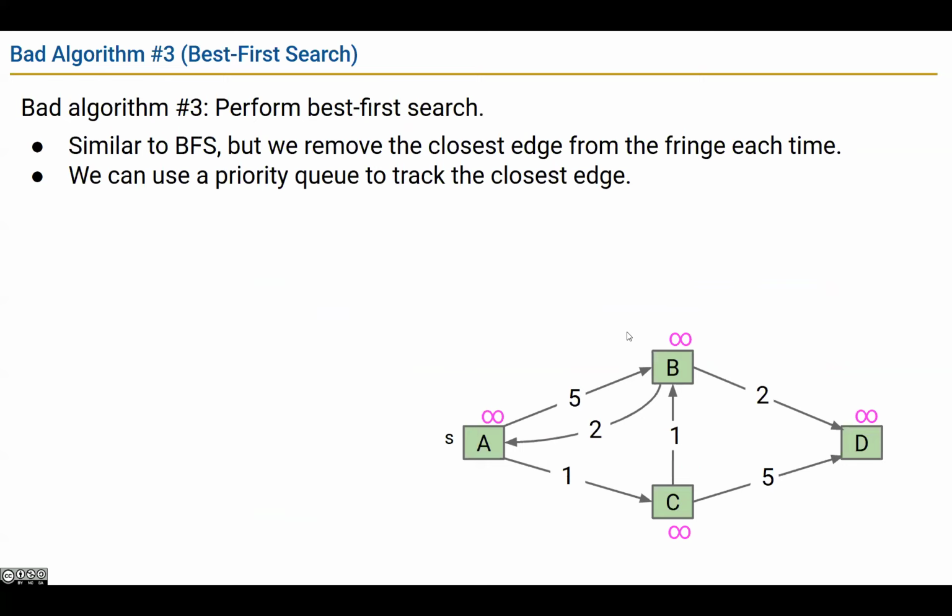Here's our new algorithm, similar to breadth first search, but what we'll do is remove the closest edge from the fringe each time. So we'll use a priority queue to track the closest edges. That does mean it takes a bit more time. A priority queue takes log n time instead of constant time like a regular queue does. So we are losing a bit of time, but log n is a small enough factor. It probably shouldn't matter too much for us.